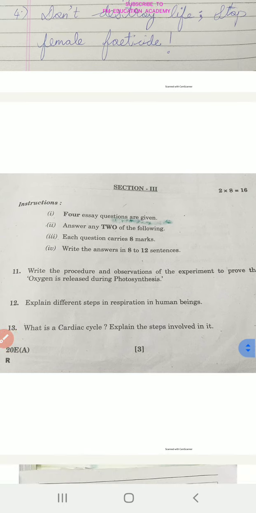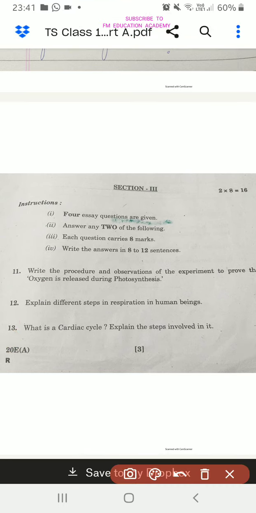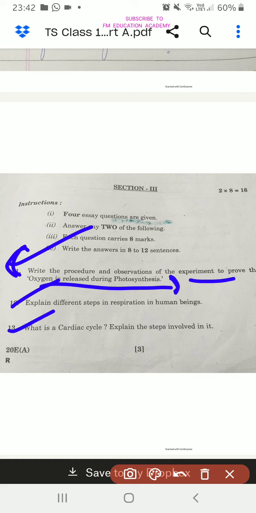11th question is, write the procedure and observations of the experiment to prove that oxygen is released during photosynthesis. Now in the PDF which I had uploaded before the board exam, I had also given this important answer. Answer 11 was given, answer 12 was given, answer 13 was given. All 3 I told you to learn properly.